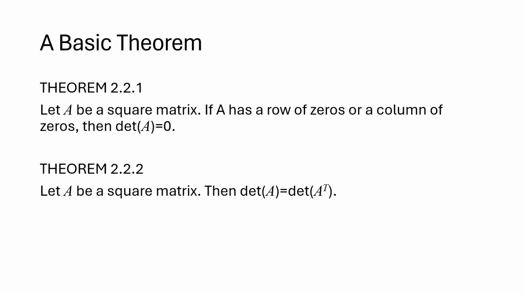Then we also have theorem 2.2.2. Let A be a square matrix, then the determinant of A is equal to the determinant of the transpose of A. Because transposing a matrix changes its columns to rows and its rows to columns, almost every theorem about the rows of the determinant has a companion version about columns and vice versa.